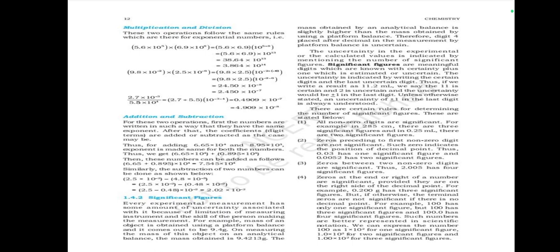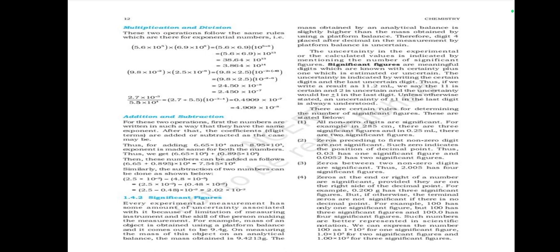Thus, if we write a result as 11.2 milliliter, we say the 11 is certain and 2 is uncertain, and the uncertainty would be plus or minus 1 in the last digit unless otherwise stated. An uncertainty of plus or minus 1 in the last digit is always understood. There are certain rules for determining the number of significant figures as stated below.